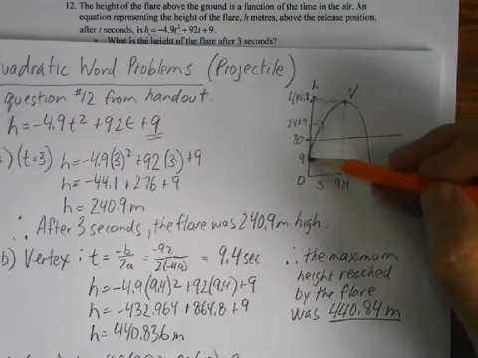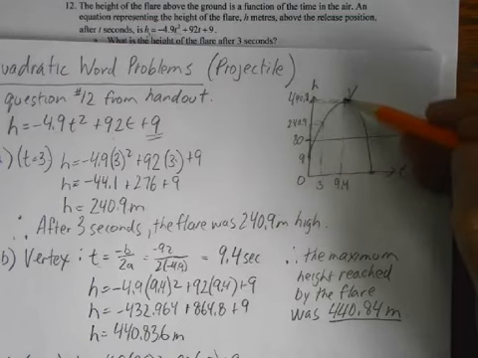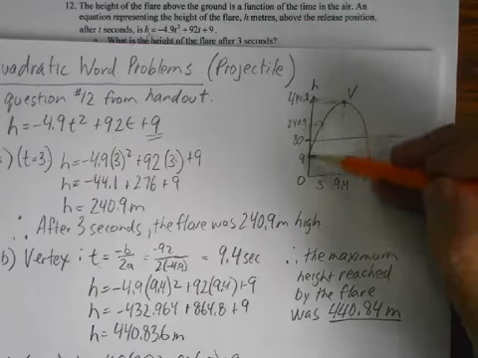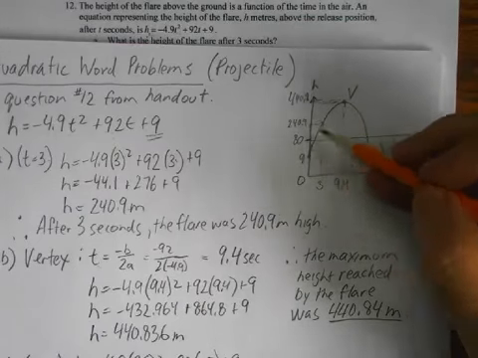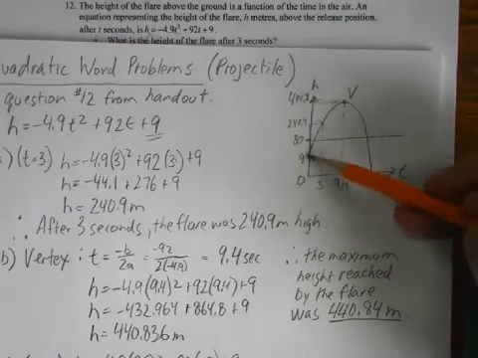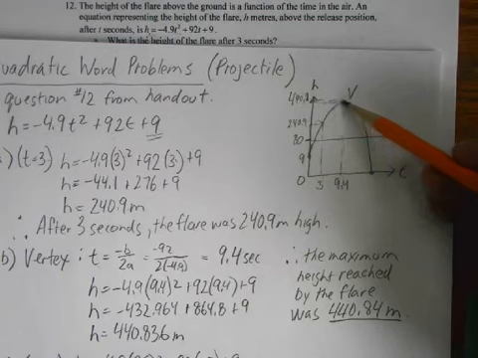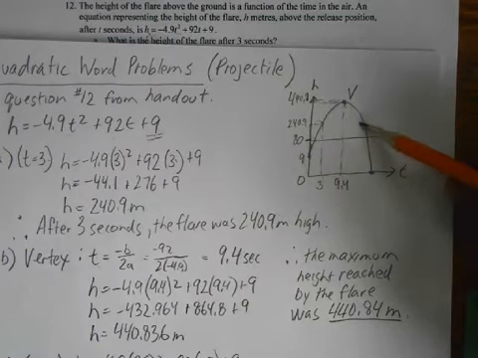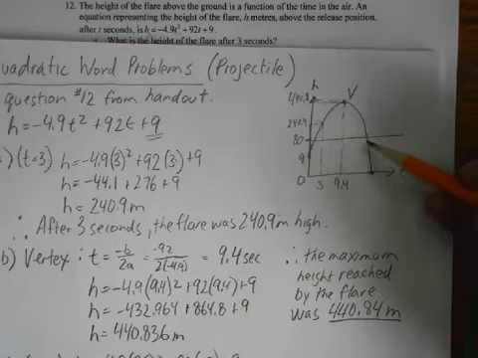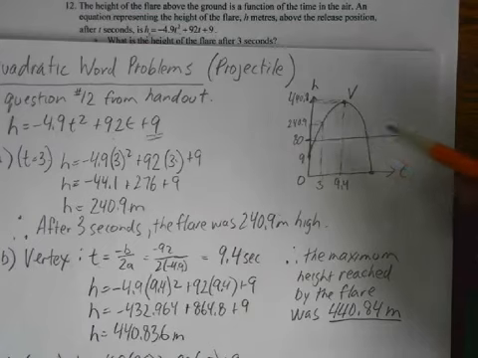We know that it started at 9. We know that it went above 80 because it reached 480 meters. So if I look at the 80 meters, as the flare is going up, it hits 80 meters on the way up, keeps going up to the vertex, 480 meters, then starts coming down. It hits 80 meters again at some time after 9.4 seconds. And then it falls down to the ground.